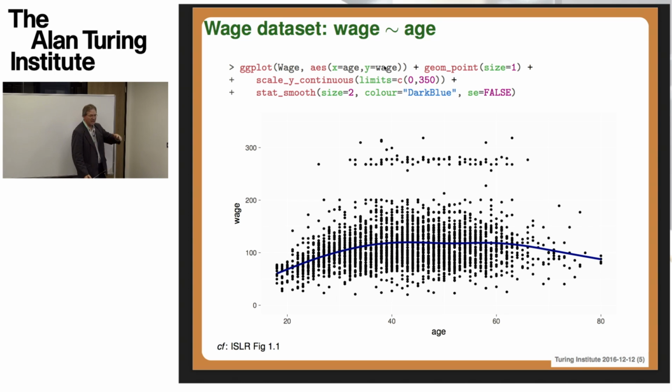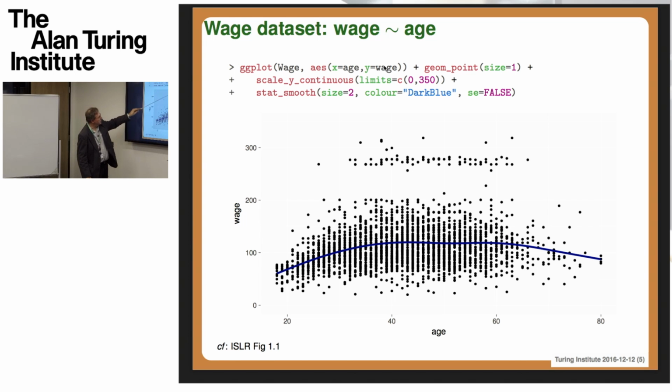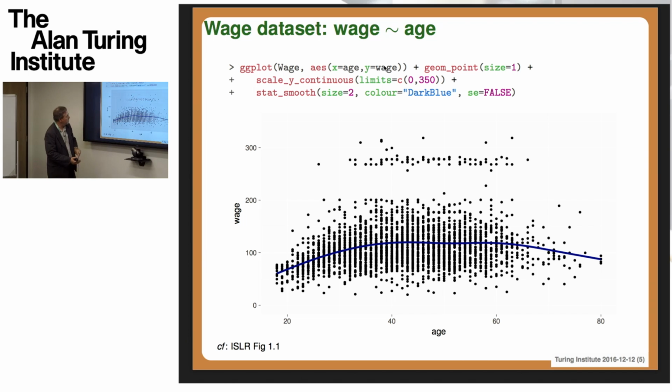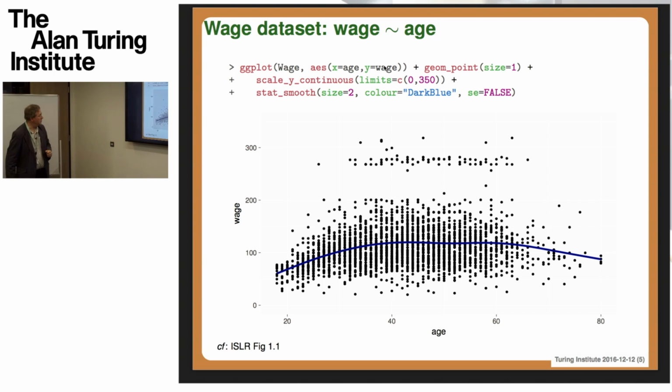You can control the level of smoothing if you don't like the default level. You can change the colour of the line that's added. Here I've said standard errors false. Otherwise it would produce a ribbon associated with the standard error of this blue line, which I've removed by saying se equals FALSE.